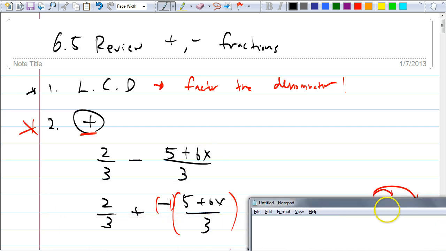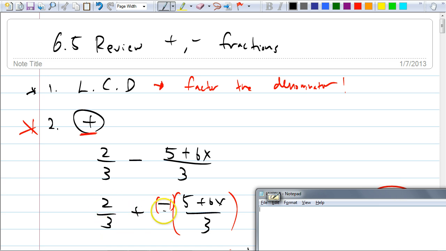If you don't do that, because it's really 2/3 plus, change the subtraction into addition, that's by the definition of subtraction. Then negative 1 times whatever is next to it. So you have to distribute this negative 1 to both of the terms. Many times people will only write negative 5 plus 6x. They'll be wrong. You guys see what I'm saying here?